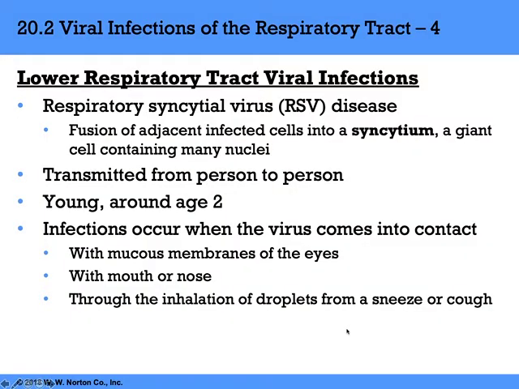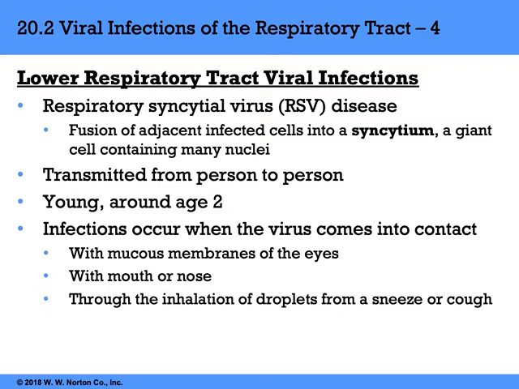Okay, lower respiratory tract is everything below the larynx. An example of this is RSV. Respiratory syncytial virus causes the infected cells to form a syncytia, which is a giant multinucleate cell that loses some of its ability to function properly. It's transmissible from person to person.